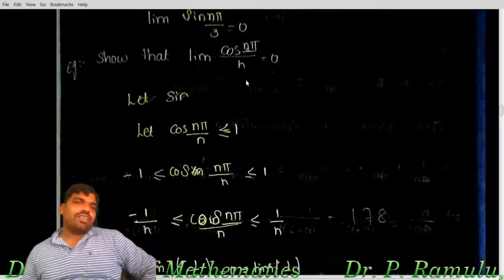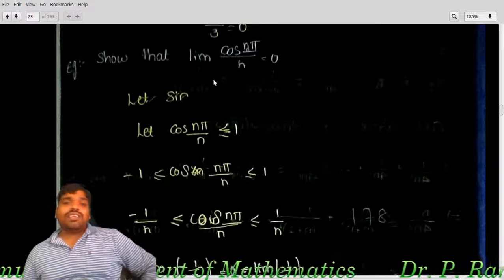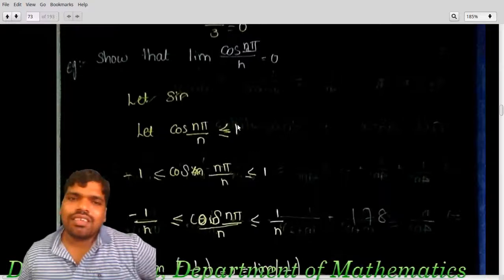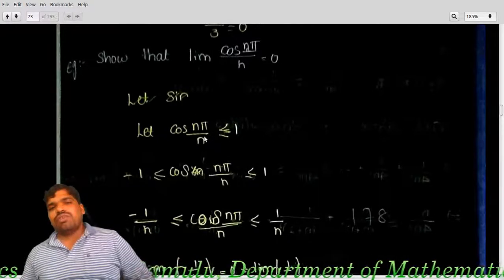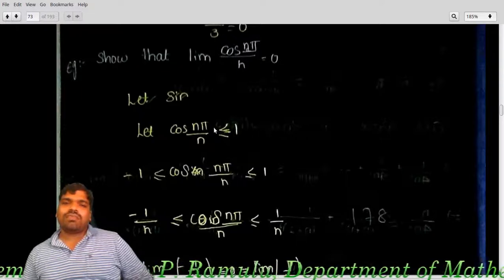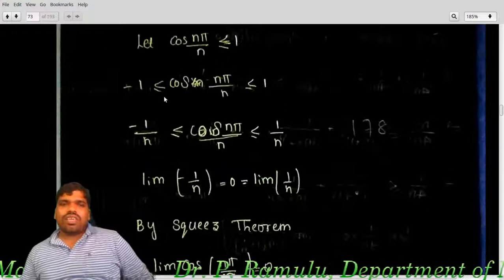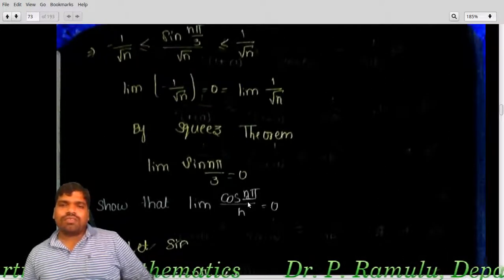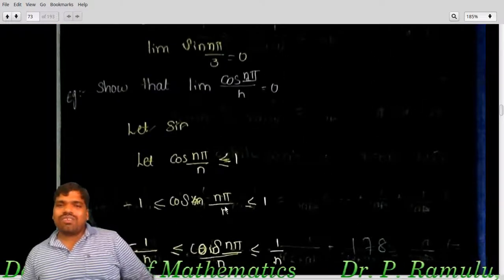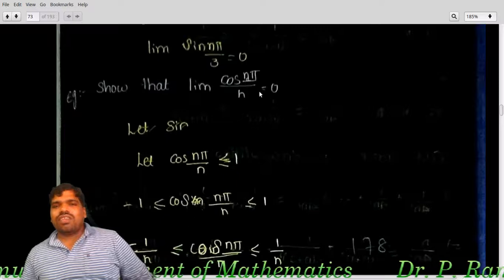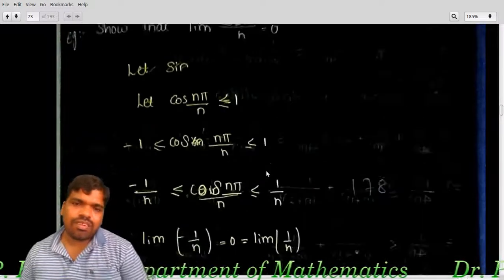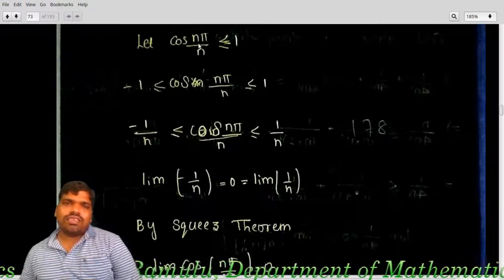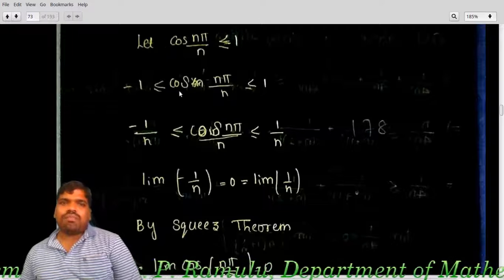So for this, what can I show? We already know that mod of cos x and sin x is less than or equal to 1. So mod of cos(n pi) is less than or equal to 1. Here we need only cos n pi, not n pi by n. So minus 1 less than cos(n pi) less than 1. Then I am dividing this inequality by n, minus 1 by n less than cos(n pi) by n less than 1 by n. The modulus of cos n pi is less than or equal to 1, minus 1 less than cos n pi.